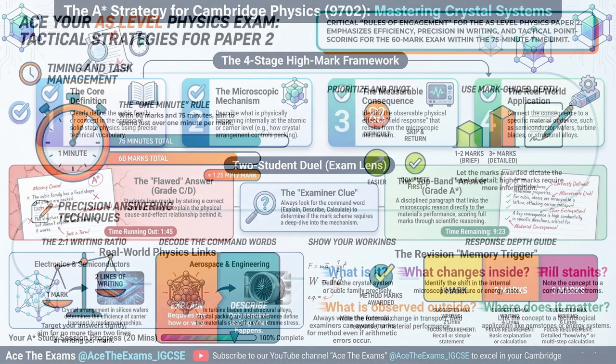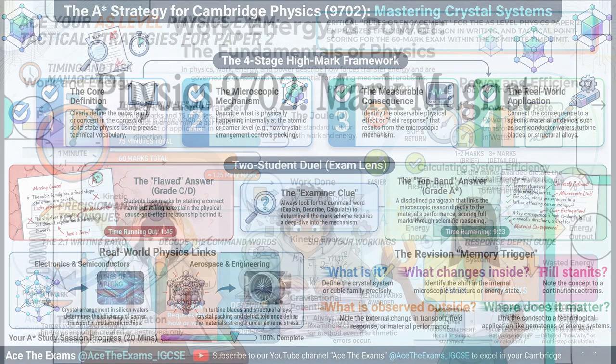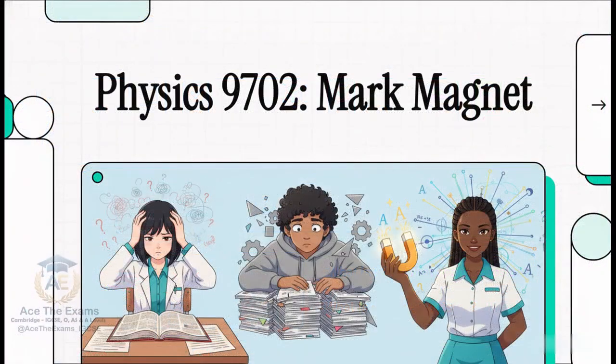Why did two binary crystals, like sodium chloride and cesium chloride, behave so entirely differently, even though they look practically identical on paper? But actually, here's a much more important question. Which of your three possible revision strategies is actually going to earn you those top marks when you have to explain that difference in your 9702 physics exam?